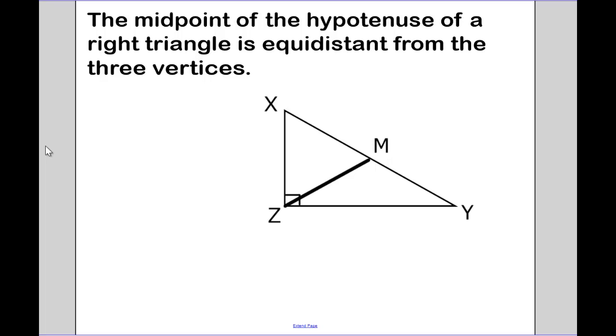Please make sure that you understand this theorem. The midpoint of the hypotenuse of a right triangle. So I have a right triangle. M is the midpoint of our hypotenuse. It is equidistant from the three vertices, meaning that length there is equal to that length there is equal to that length there. So XM is congruent to MY, which is congruent to ZM.